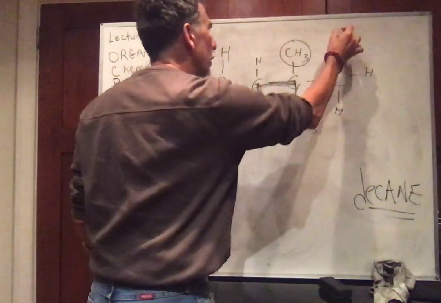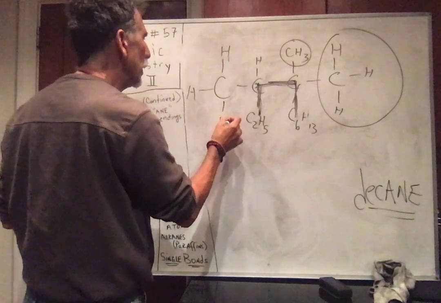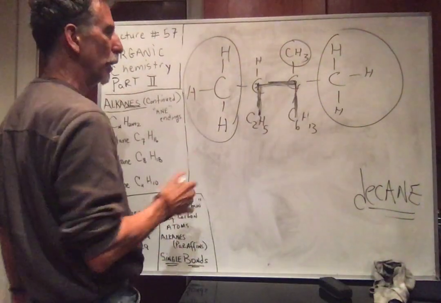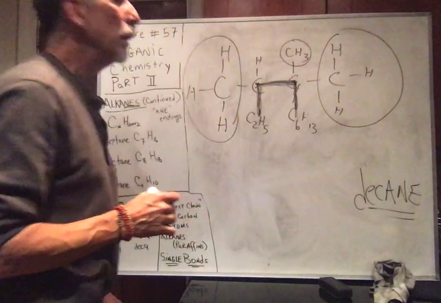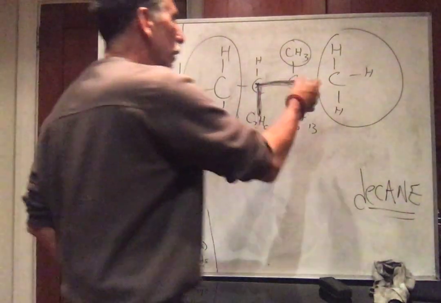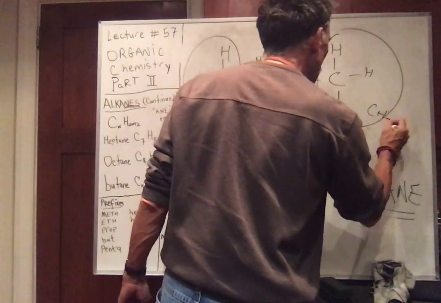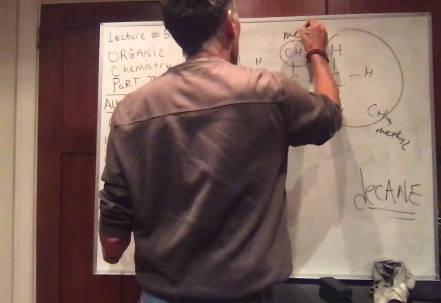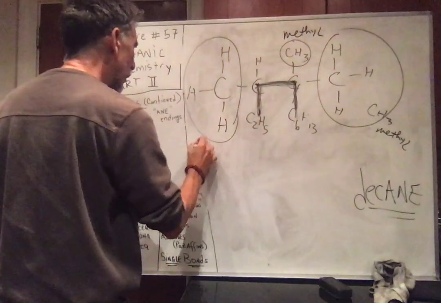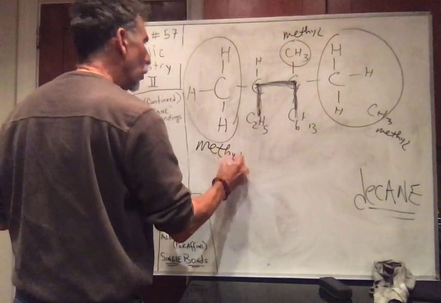This is not part of my chain. This is not part of my chain. And this is not part of my chain. This is the longest chain. Anything not part of the chain is an addition. So what do we have? Well, again, this is a CH3. So there's a methyl. Here's a methyl. And here's a methyl.